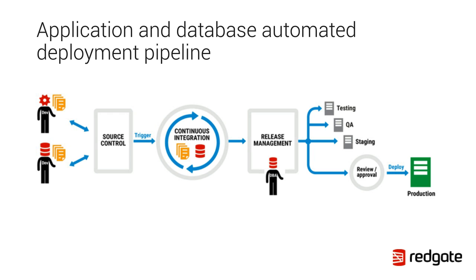And just so we can use automated release management to deploy our application to our different environments, we can use automated release management to deploy our database to different environments: testing, QA, staging, and obviously a review and approval stage before going into production. And just as in application DevOps, you've got the development team and the operation team coming together to do this process.